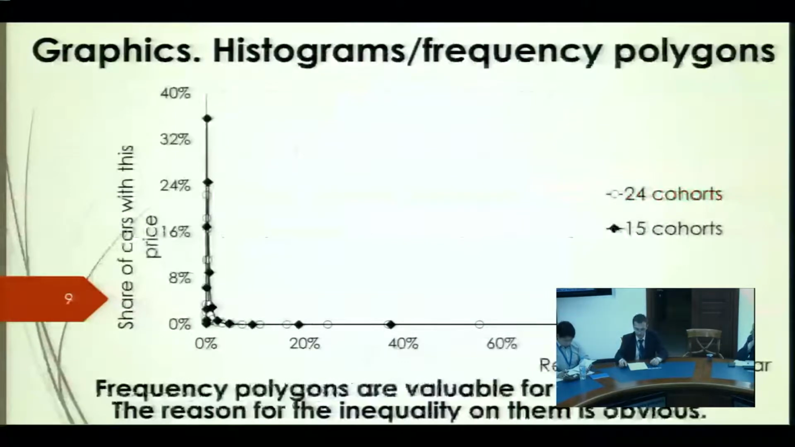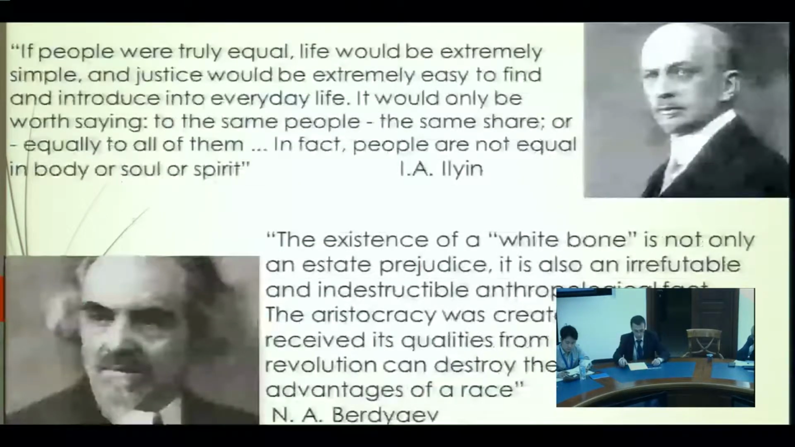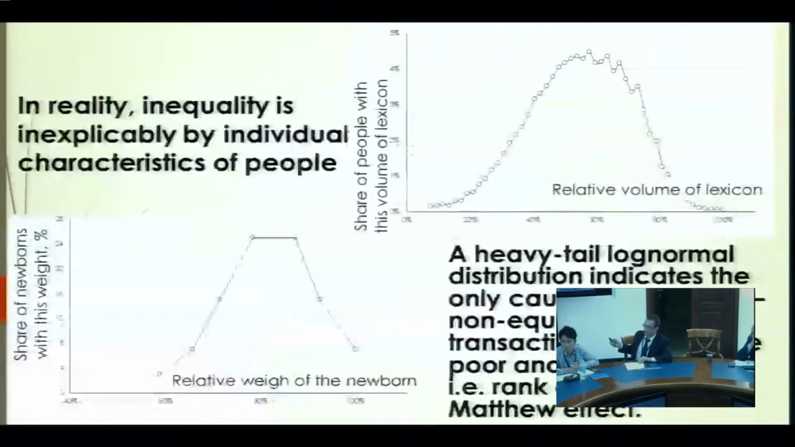So, graphical methods. Frequency polygons are valuable for their visibility. The mechanism of inequality in them is obvious. Social racist thinkers consider the individual characteristics of people to be the cause of inequality and say people are born unequal. But all the physical and mental parameters of people are distributed according to the normal law, and only incomes are distributed according to the log normal law. It is a very large difference. In reality, inequality is inexplicable by individual characteristics of people.